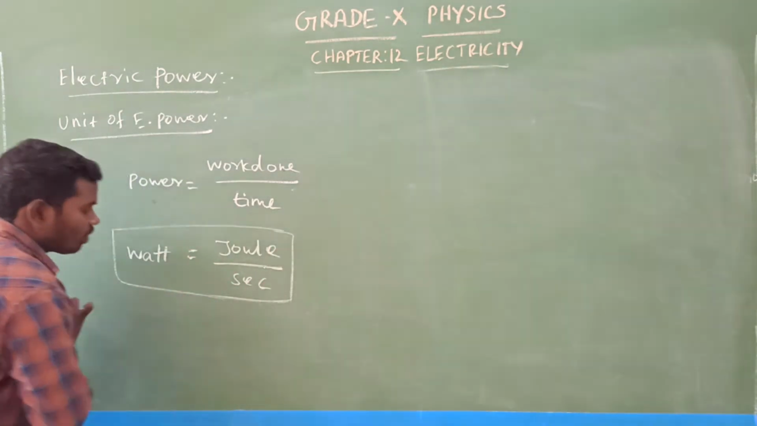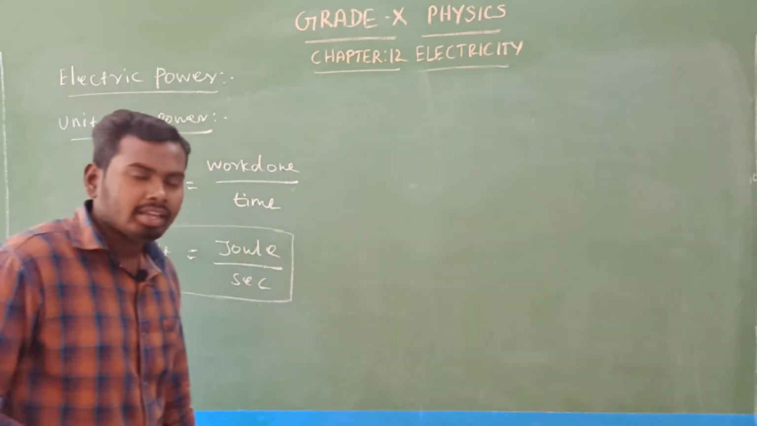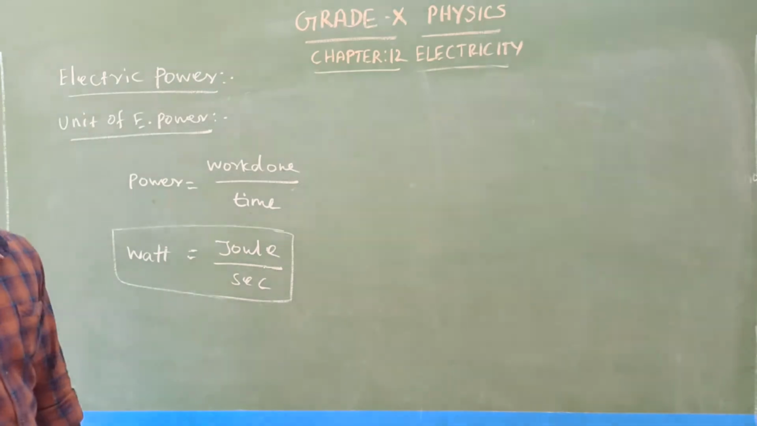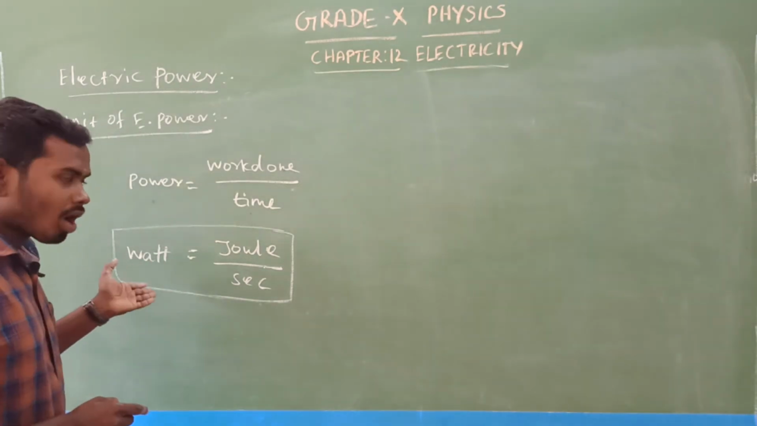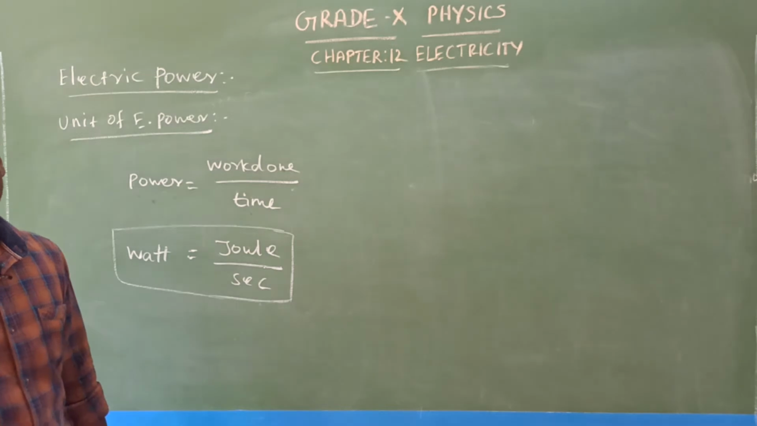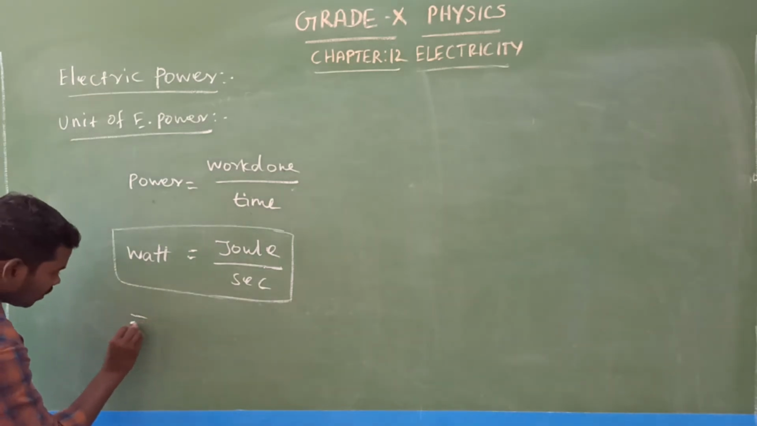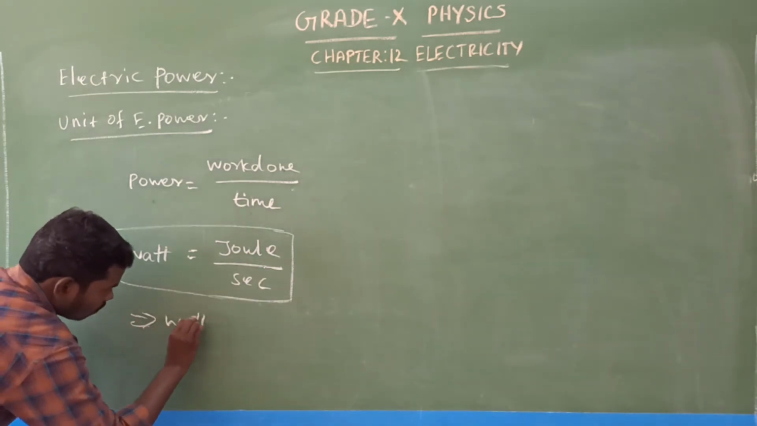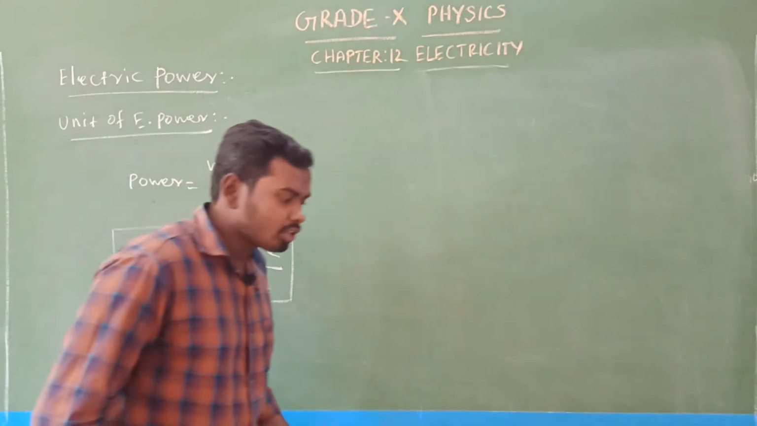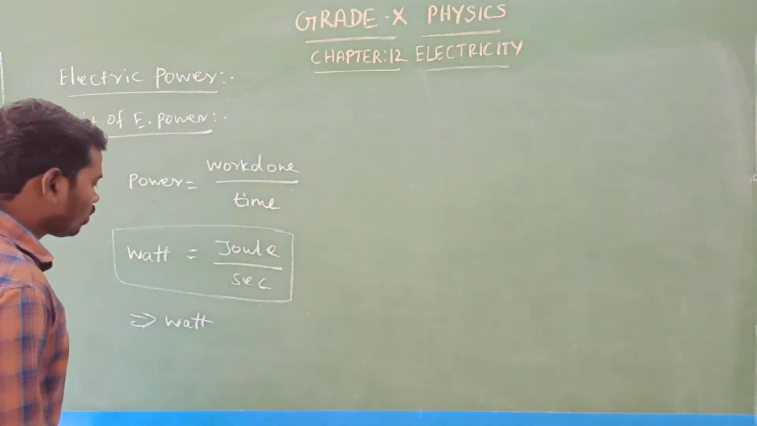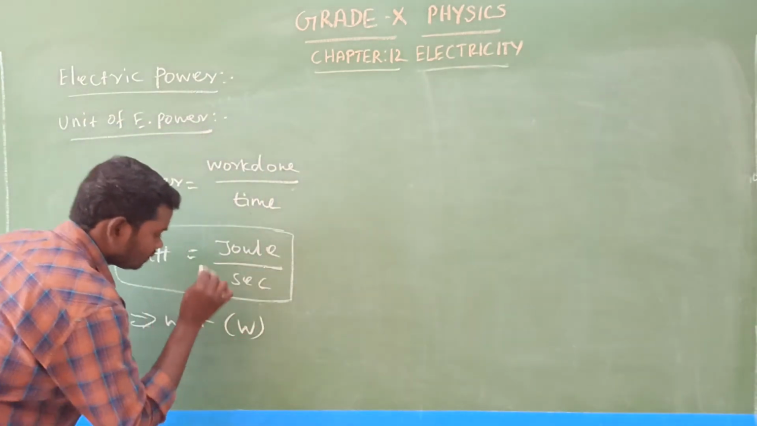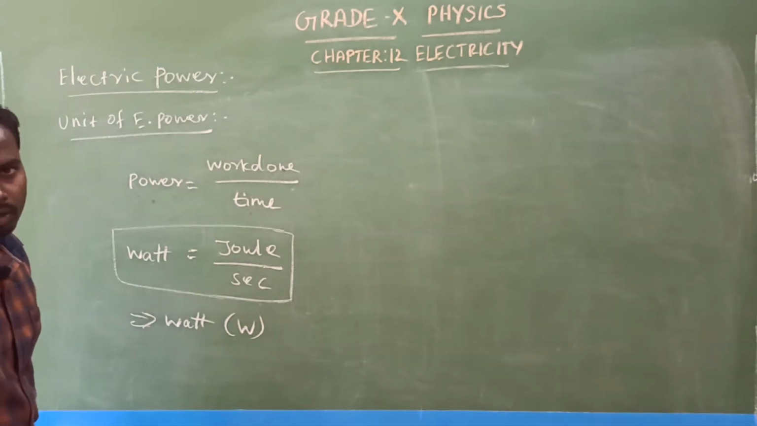That is called watt. So watt is the SI unit of electric power, not WHAT, that is WATT. Here, watt is the SI unit of electric power. Is it clear? Yes. So watt is denoted by the capital letter W. Capital W. Is it clear, students?